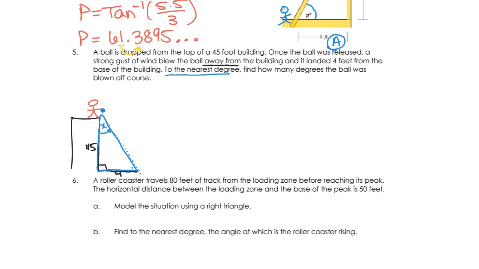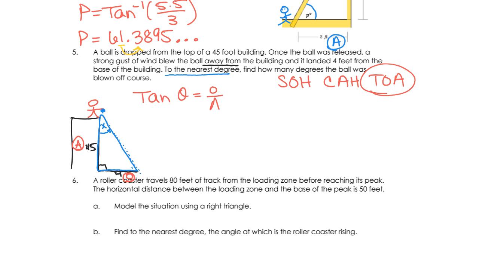We can use the little person at the top of the building. He's already standing at the angle, so we can use him as our stick person. 4 is the side that's opposite of our angle, and 45 is the adjacent side, since it's next to our angle. We don't have the hypotenuse, so we're not going to label it. According to Sokotoa, some old horse caught another horse taking oats away. We have O and A again, just like in the last question, so we'll be using the tangent trig function. Tangent theta equals O over A.